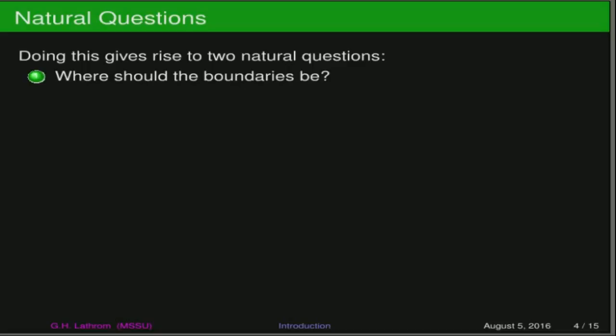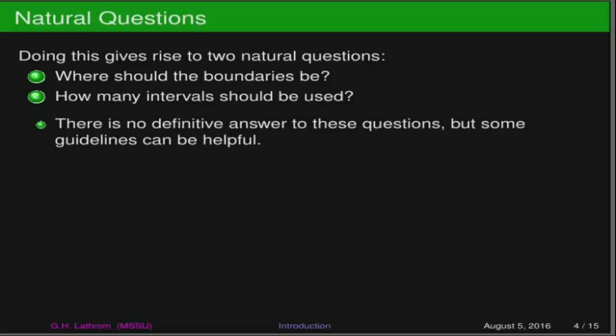Second question: how many intervals should we use? Those are two really good questions, and the answer is there is no real definitive answer. We do have some guidelines that can help us out in trying to answer those questions, but there's no really concrete answer to how you do that.